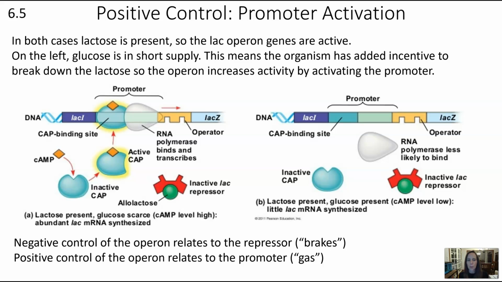So as a review, negative control of the operon relates to the repressor. You can think about that like the brakes. Positive control of the operon relates to the promoter. You can think about that like the gas.